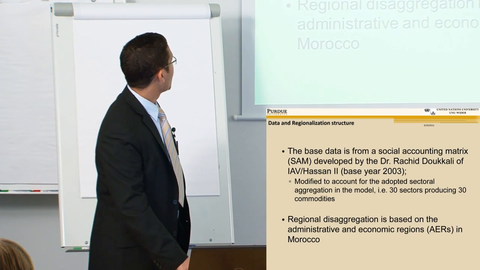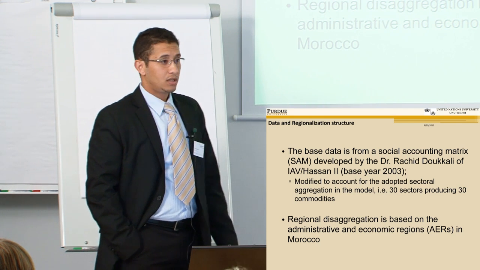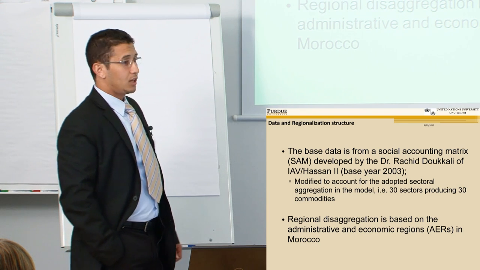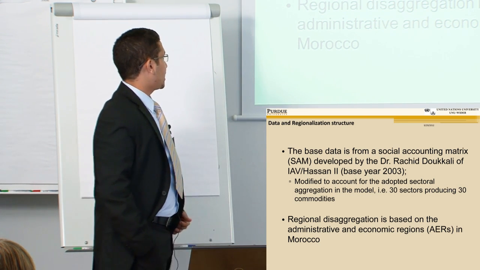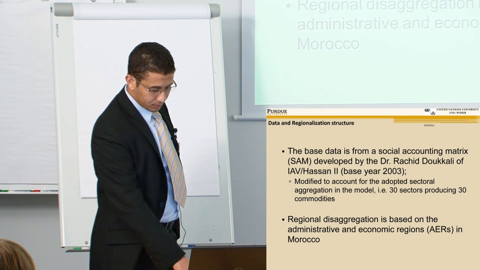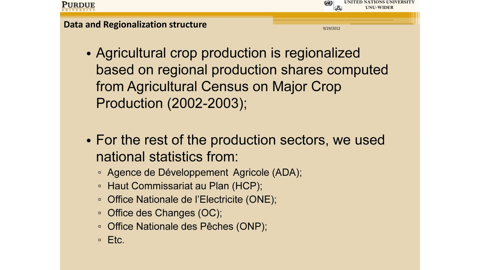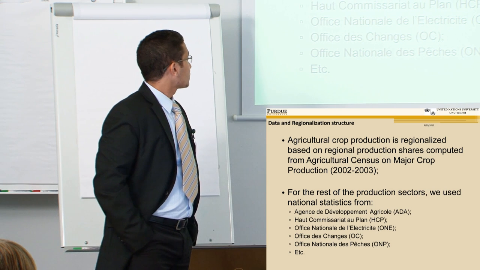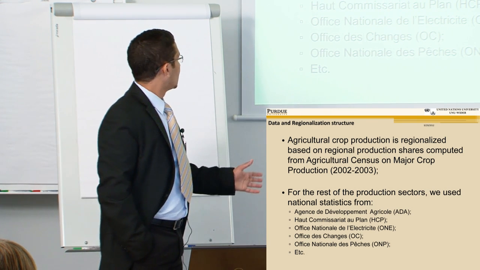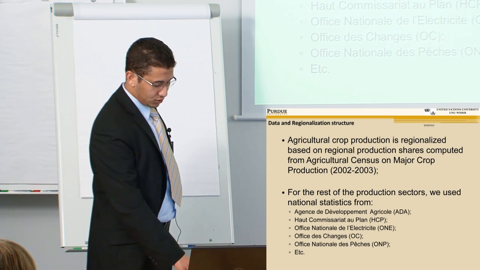So the base data is from a social accounting matrix developed by Dr. Rachid Doukali, who is at IAV Hassan II in Rabat in Morocco. The base year was 2003, and it was modified to account for our adopted sectoral aggregation. The regional aggregation is based on the administrative and economic regions in Morocco, and they are 15. We regionalized crop production based on data from the agriculture survey on major productions for the base year 2002 to 2003, which matches up with the base year of the SAM. For the rest of the production sectors, we used a host of different sources that give statistics specifically about each sector, so that we came up with a fairly good regional structure for the other sectors.